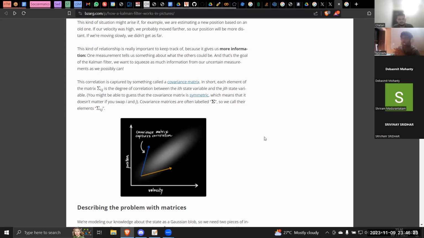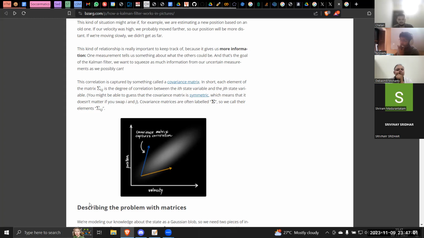Great. So every element of the matrix is telling about the degree of correlation of every tuple, ij being the nomenclature for their position, and which tuple it is. You might be able to guess that the covariance matrix is symmetric, which means that it doesn't matter if you swap i and j. Covariance matrices are often labeled as Σ, so we call their elements Σij.